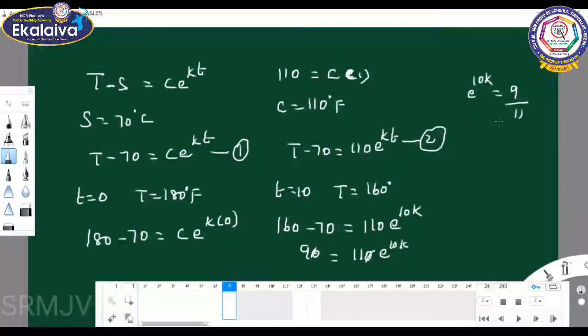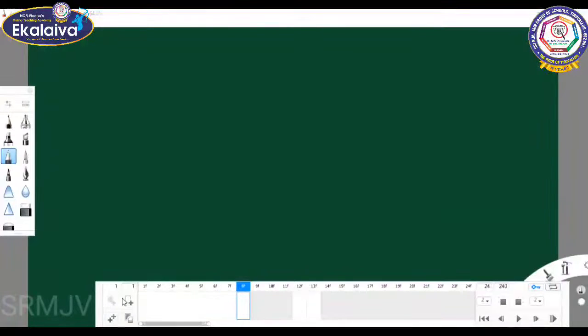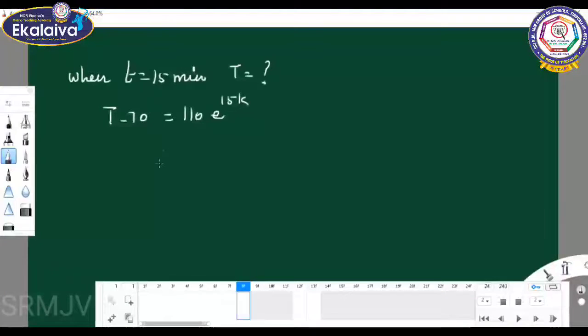You can take it as the third equation. Now, when time T equal to 15 minutes, what is the temperature? T minus 70 equal to 110 e power 15k.